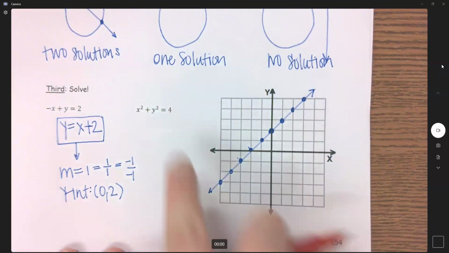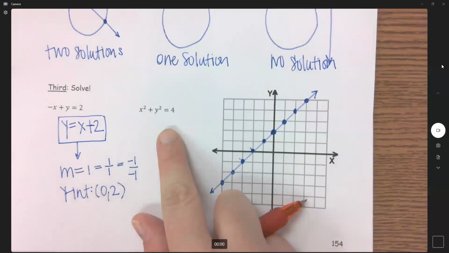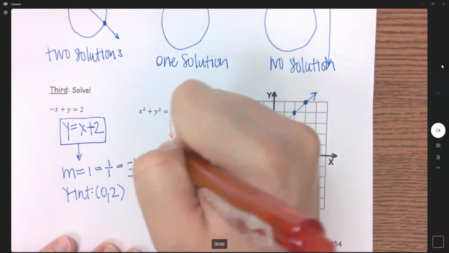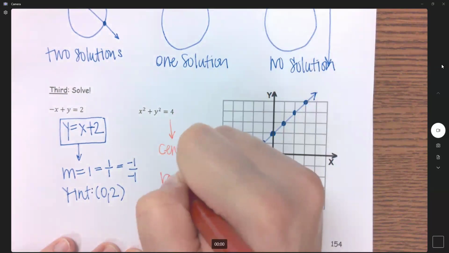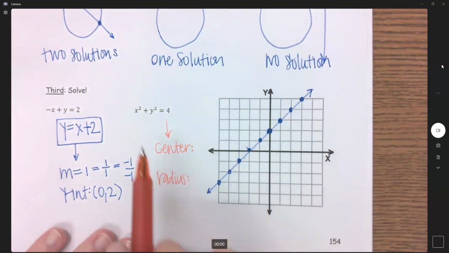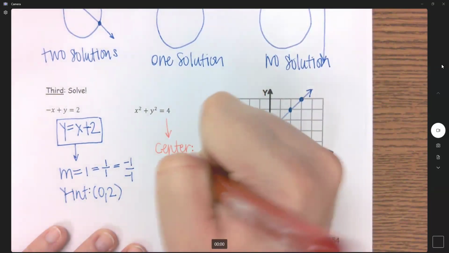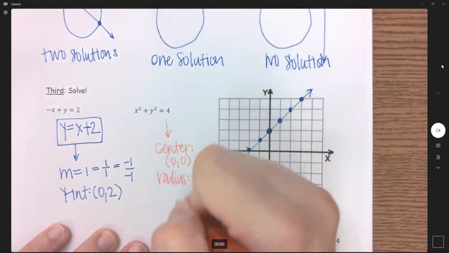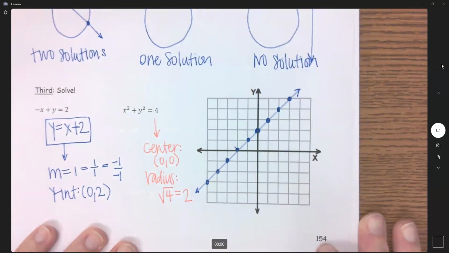So now in a different color, I'm going to go red. I'm going to graph this one here. So we've already said this is a circle. So for circles, we need 2 things. We need the center and we need the radius. So my center, if I have nothing in parentheses, my h, k is 0, 0. And then my radius, this equals r squared. So the square root of 4 would give me a radius of 2.